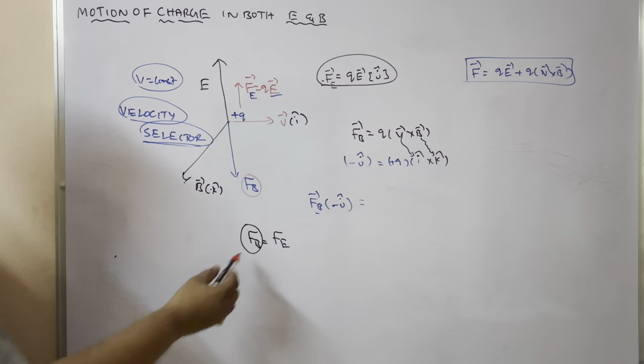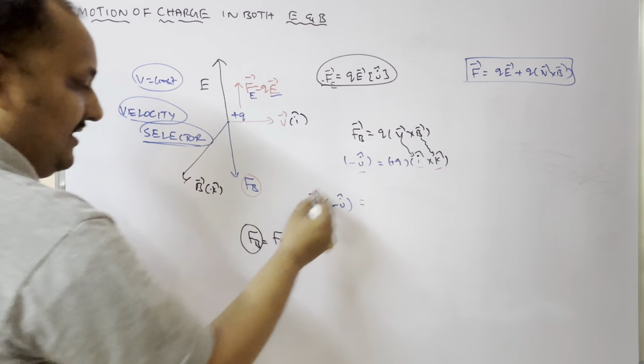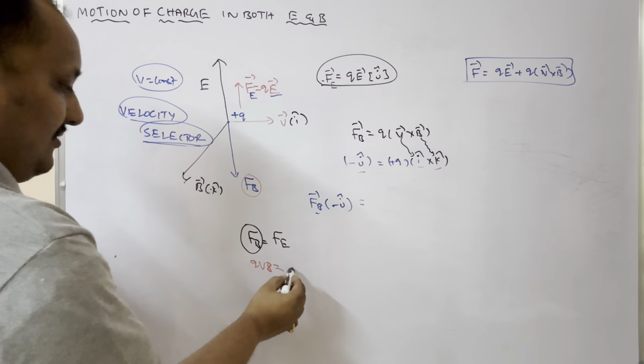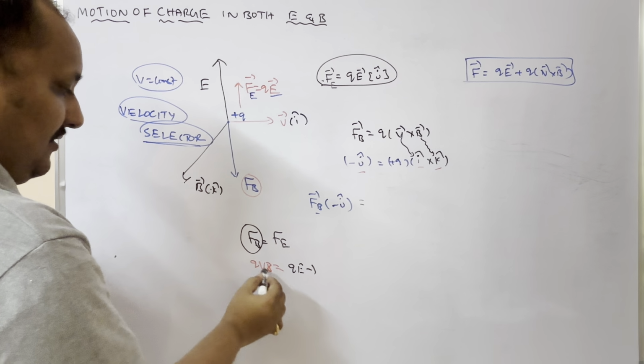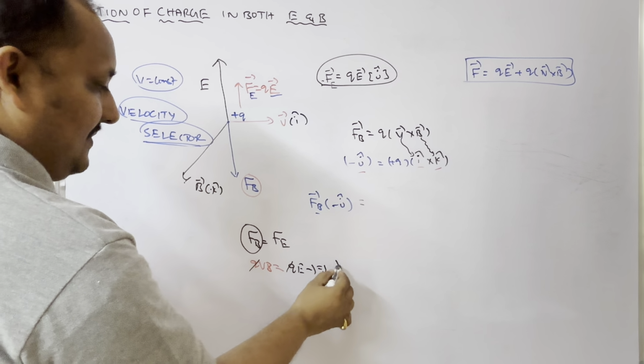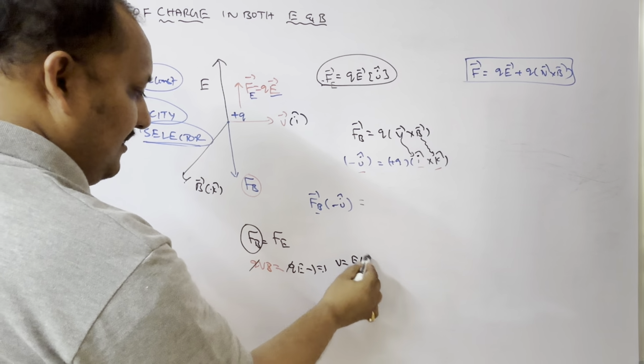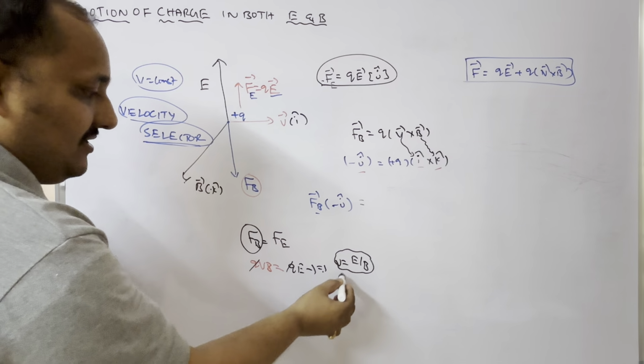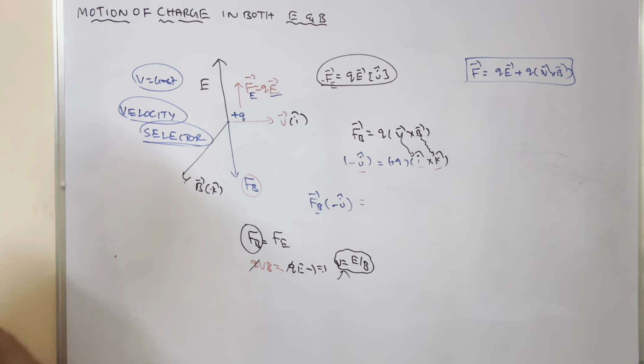What is the magnetic force? Here these three are perpendicular to each other. Already we discussed QVB. What is the electric force? QE. So therefore, Q, Q will be cancelled. V is equal to E by B. So in velocity selector, this positive charge is going to be moving with this much velocity.